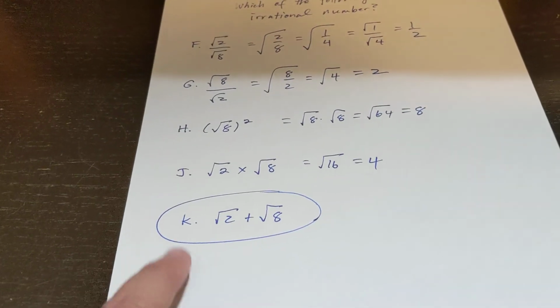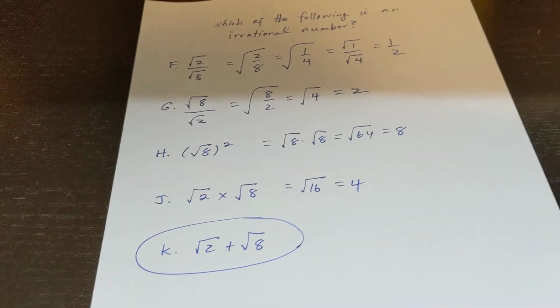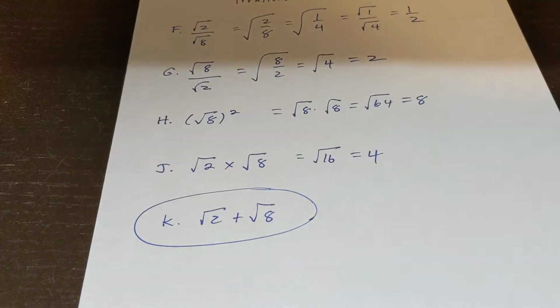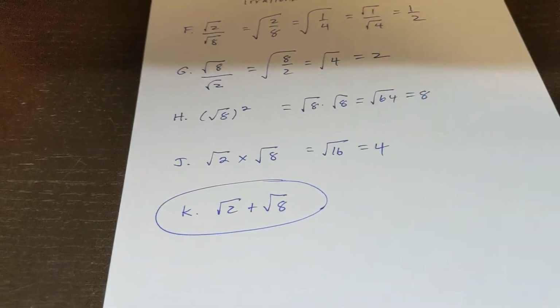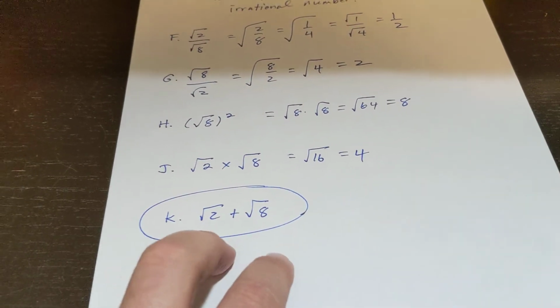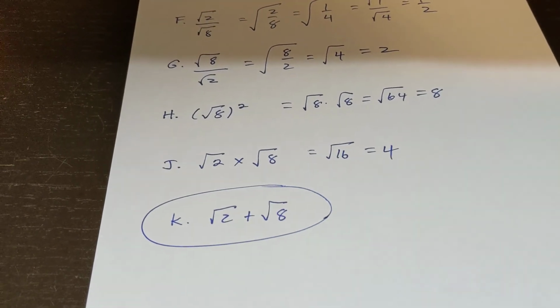So it comes down to this, the square root of 2 plus the square root of 8. By the way, you can't add these together and call that the square root of 10. The square root of 2 is irrational, and the square root of 8 is irrational. So in this situation, these are going to stay irrational when they're added together. So the answer was K.